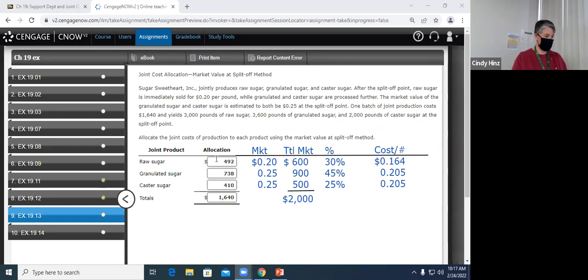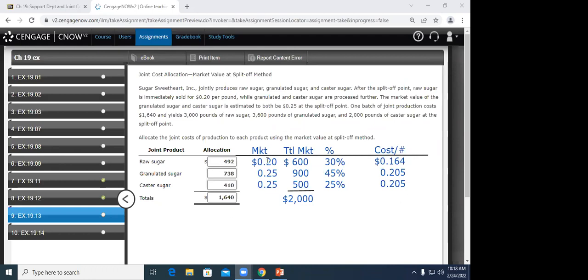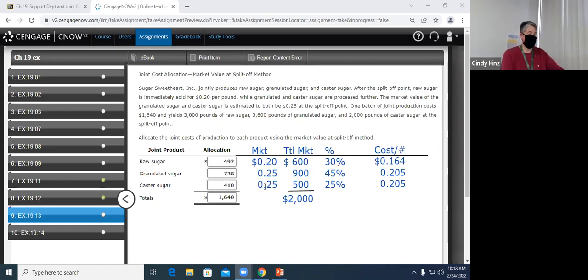Allocation amount. This column right here, Seth, is that what you mean? Yeah. Okay, so did you understand? The market price was given. We found the total market value by multiplying the market price per pound by the number of pounds that were given up here for each one of the three products. So we ended up with this total market value for each of the three products, total of $2,000.